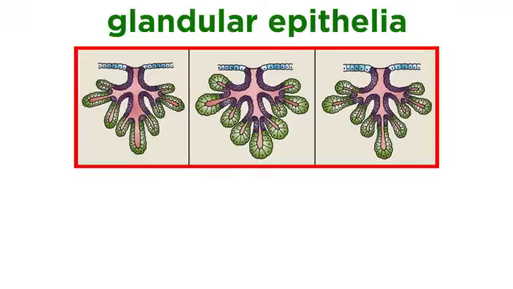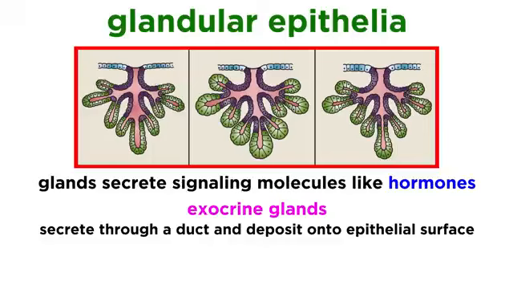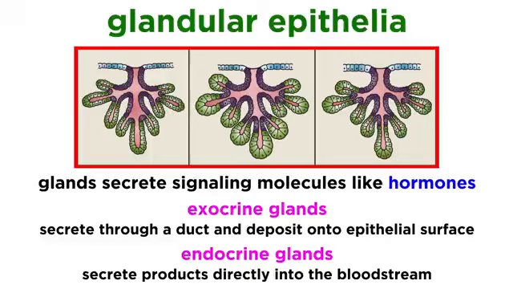Before moving on, we must mention glandular epithelia. These are different from the types we have just mentioned, and they are found in glands, which are collections of one or more cells whose purpose is to generate and secrete specific substances, often signaling molecules like hormones. These glands can be exocrine glands, which produce and secrete substances through a duct onto an epithelial surface, or endocrine glands, which secrete their products directly into the blood.